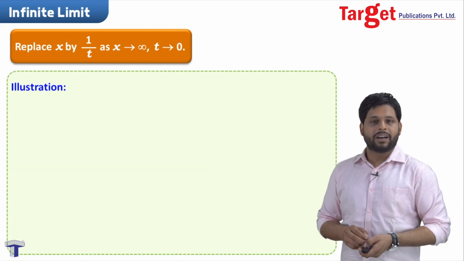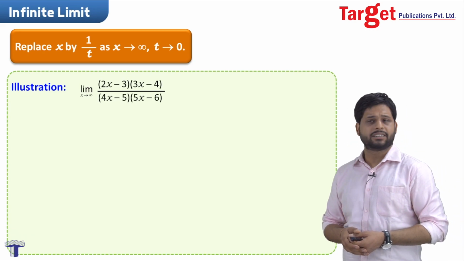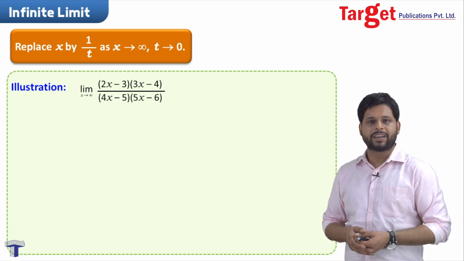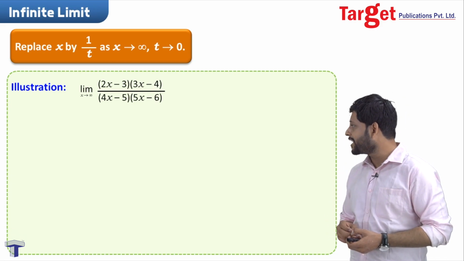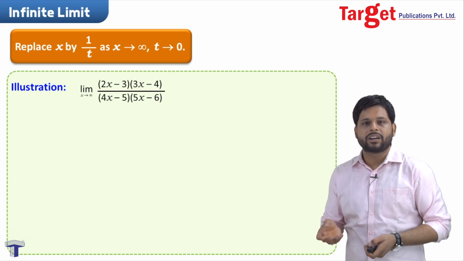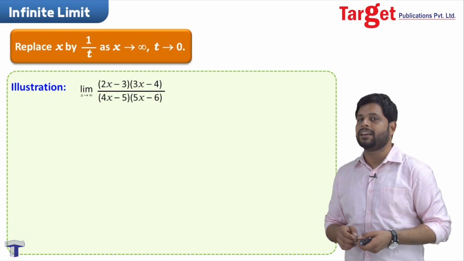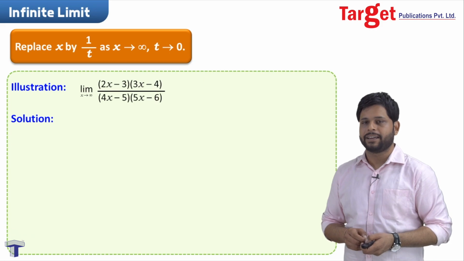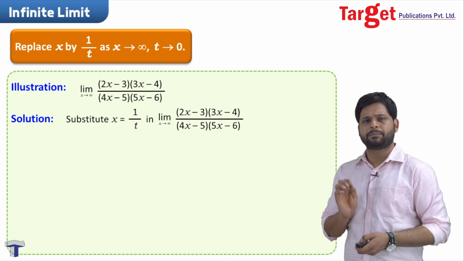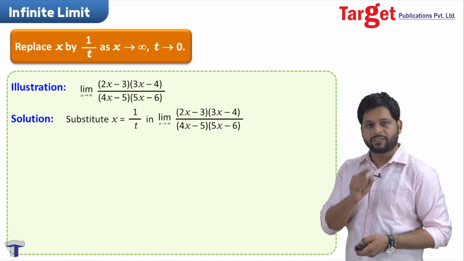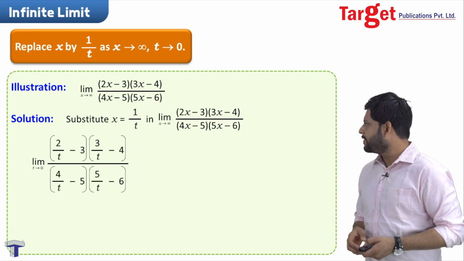Again I am taking an illustration here. We have a function: 2x minus 3, 3x minus 4, 4x minus 5 and 5x minus 6, with the limit x approaching infinity. We cannot substitute x approaching infinity because the answer will be infinity, and we have discussed that the answer to any limit should always be a finite number, right? So how to solve such things? Just replace your x by 1 by t. If x approaches infinity, t will approach 0.